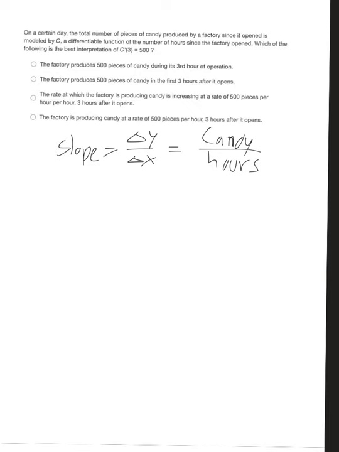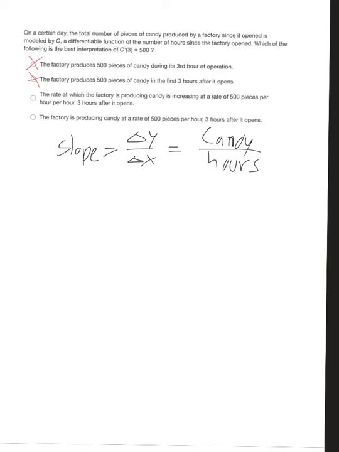And as I read each of these, the first one, the factory produces 500 pieces of candy. Well, that's not a rate. I need it to be per hour. So that's out. No. Produces 500 pieces of candy in the first 3 hours. Again, that's not a rate. My derivative should be a rate, something per something, candy per hour in this case.